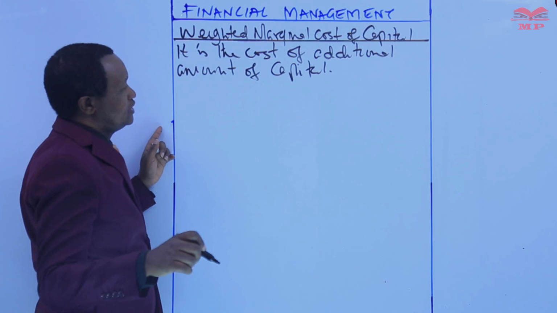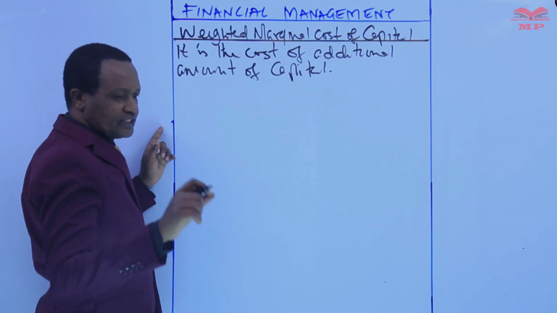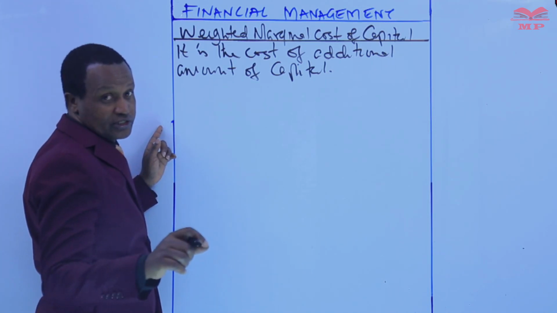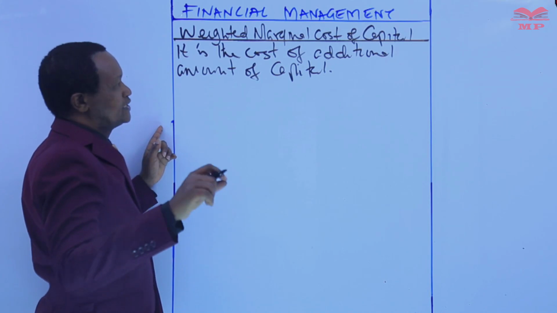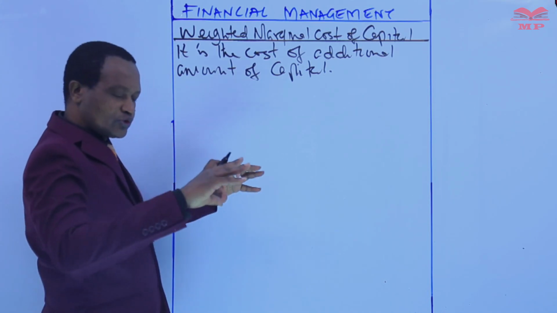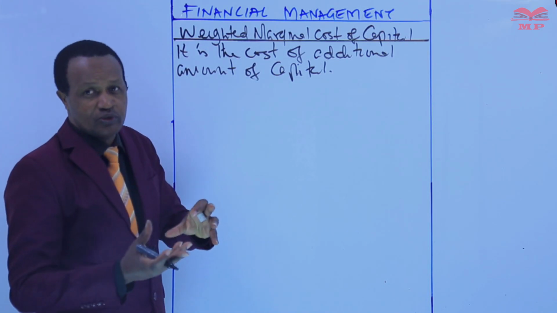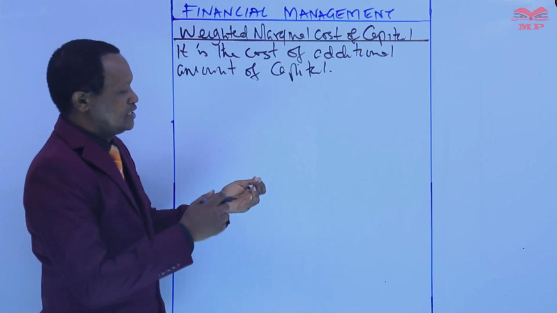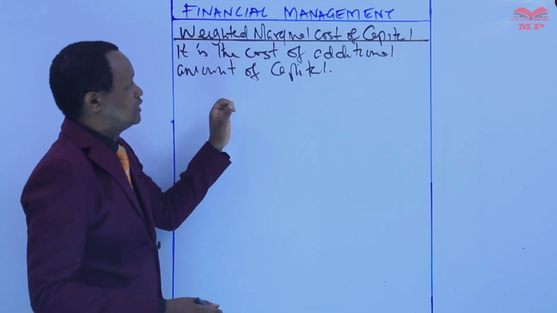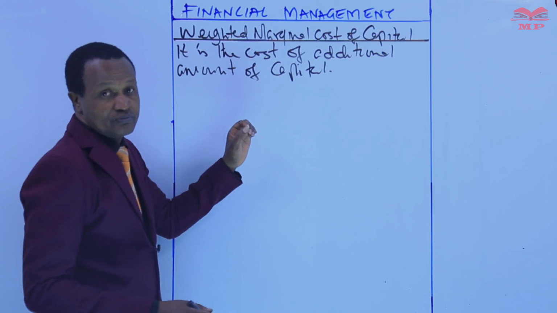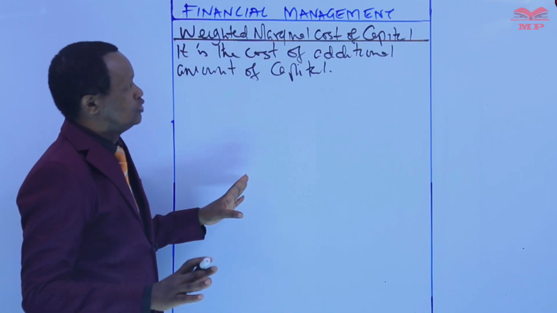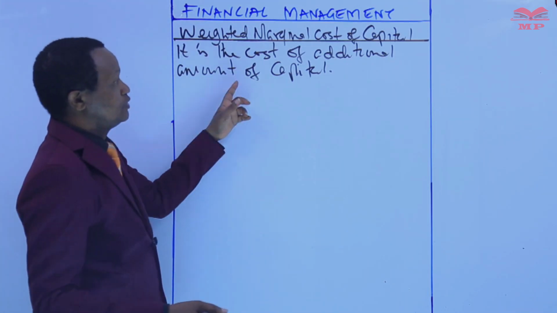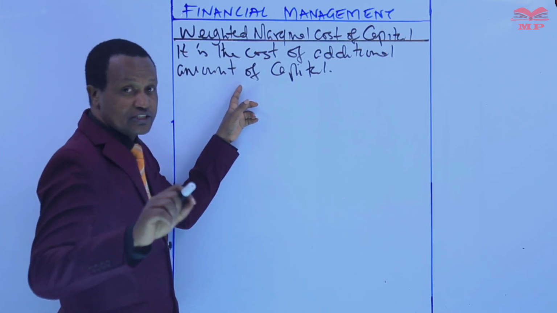So WMCC is calculated where a company is already in existence, but maybe it has a project that it has to undertake, a capital project, an investment project, which requires additional capital. So the cost of that additional capital is what we are referring to as the weighted marginal cost of capital. That's all you need to know, and I hope you've understood. That's the definition that you need to know.